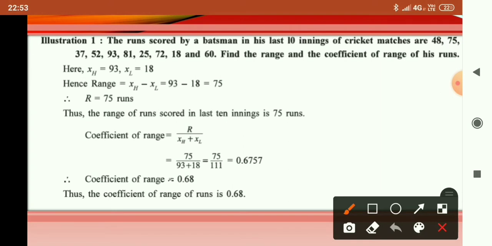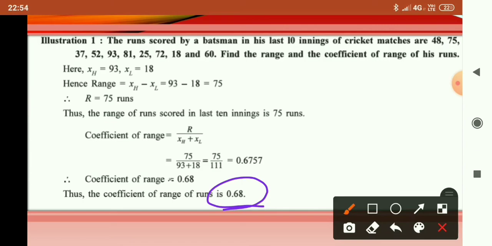So what is the formula? Coefficient of range is equal to R upon XH plus XL. R we have already found, 75, upon 93 plus 18, that is 111. So 75 divided by 111 is 0.6757. So what is the value of coefficient of range? We have to round it off. So your answer is 0.68. Here you don't have to write the unit.